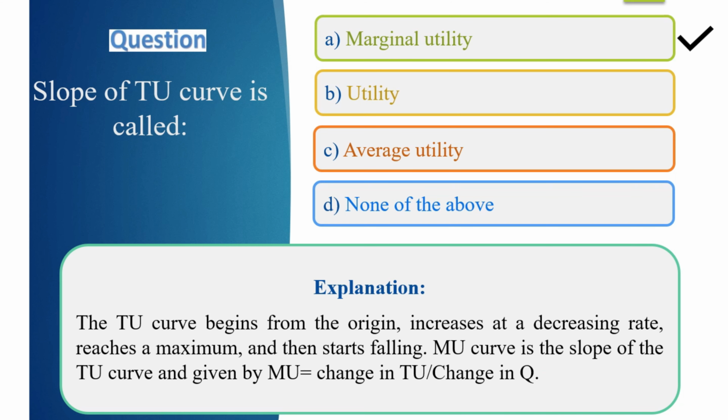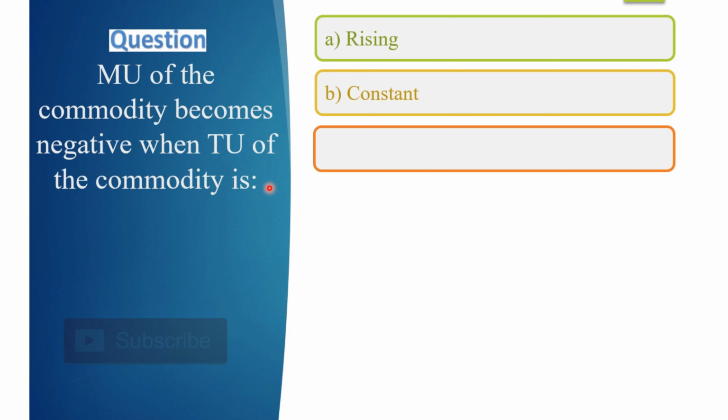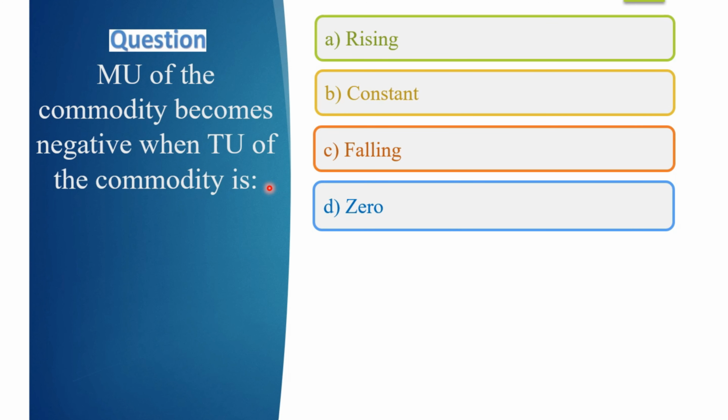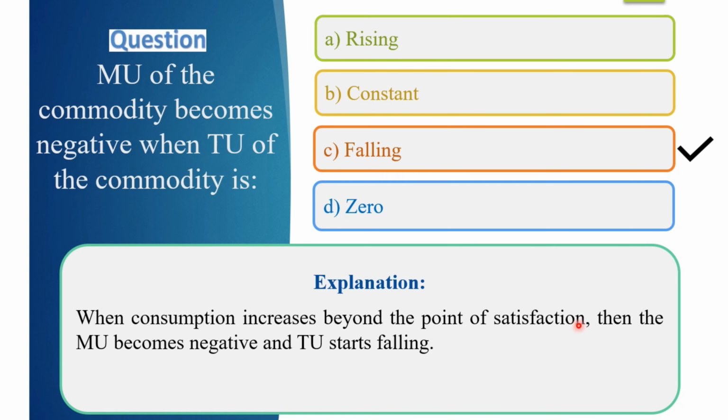Okay, so next let's move to another question about total utility and marginal utility, and the question is marginal utility of the commodity becomes negative when TU of the commodity is what? Option number 1 rising, option number 2 constant, option number 3 falling, or option number 4 0. सही जवाब है option number C falling. When the consumption increases beyond the point of satisfaction, then the marginal utility becomes negative and TU starts falling. मार्जिनल यूटिलिटी नेगेटिव में आ जाता है और TU जो होता है टोटल यूटिलिटी वो फॉल, उसका ग्राफ फॉल डाउन होने लगता है.